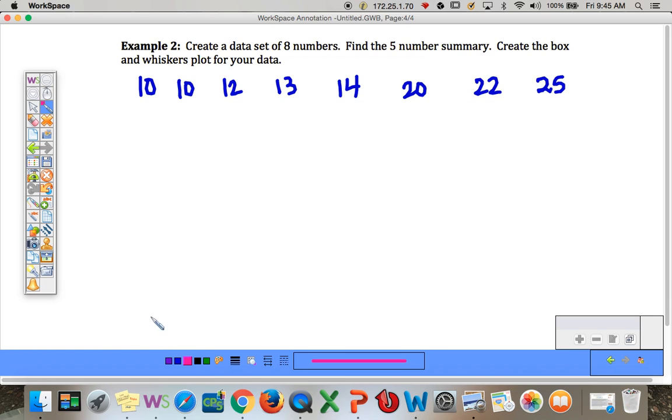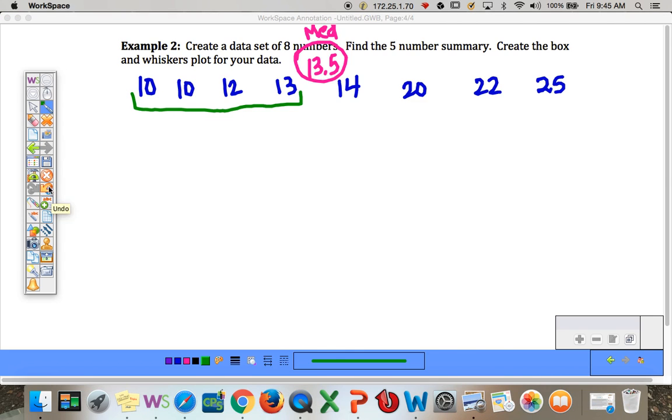Okay, first step, find the median, the middle. So again, if you cross off numbers, again, there's 2 in the middle here. So if there's 2 in the middle, you average them. So we can add 13 plus 14 and divide by 2, or we know that the middle of 13 and 14 is 13.5. So here is our median, or Q2. To find Q1, we look at the middle of the first half of data. And again, here there's 2 numbers, so we're going to find the middle.